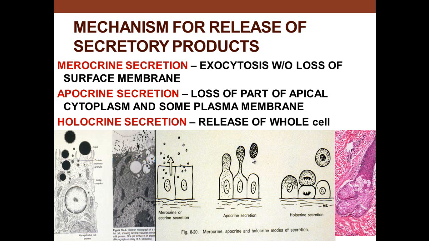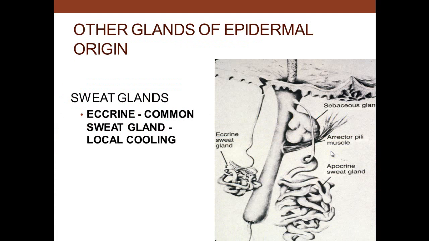The other type of secretion is holocrine secretion, and that's what happens with the sebaceous gland, where the secretion is the cell itself. When it pops, all its cell contents are the secretion. Now, the eccrine sweat gland for cooling discharges on the skin surface. That's your common sweat gland.